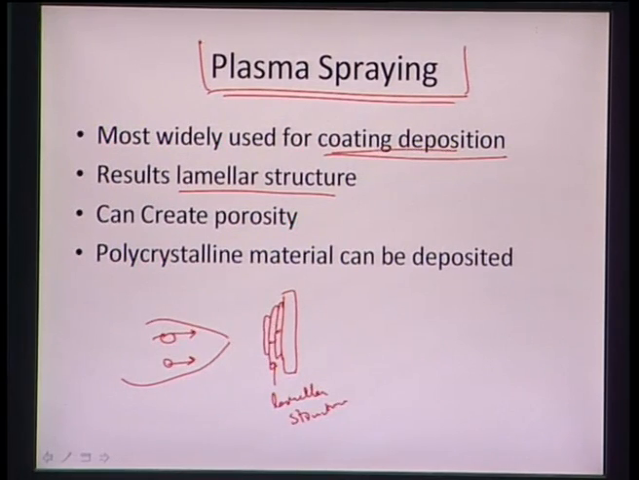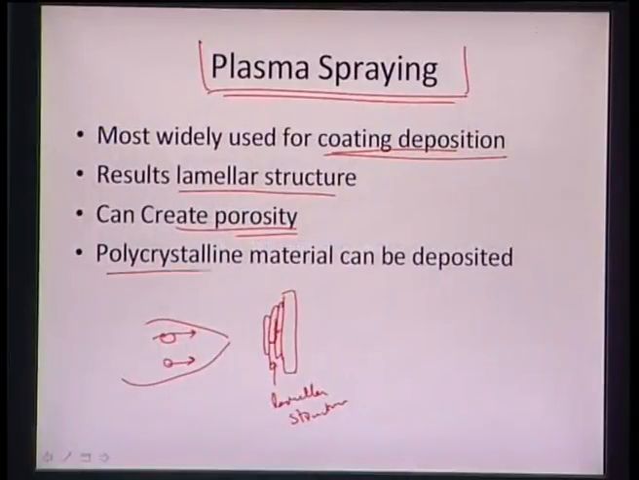It can also create certain porosity, because all the lamellae which we find here may not be chemically homogeneous and intact with one another; they might be just mechanically integrated. So it can also create porosity depending on the initial powder particle size we utilize, or even the stand-off distance from the plasma plume to the substrate. So there are certain parameters which we can control and play around with to render a certain porosity on the coating material. And here we can also have polycrystalline material deposited using plasma spraying.